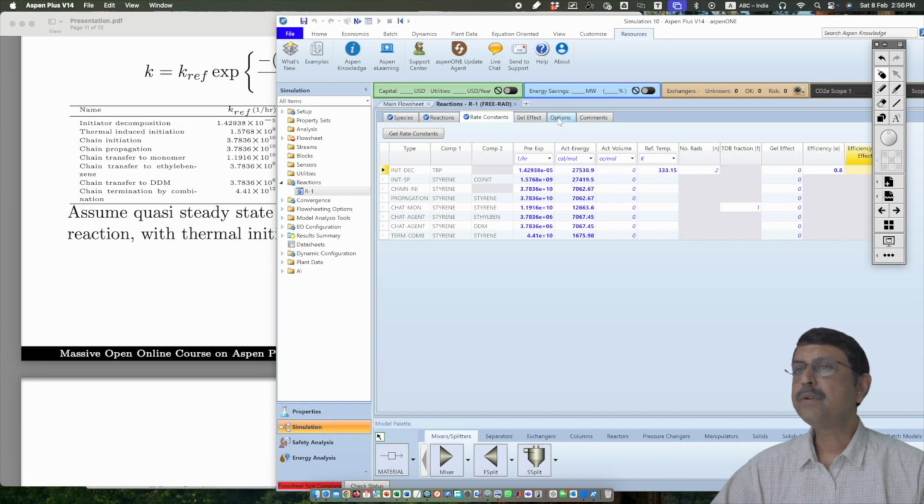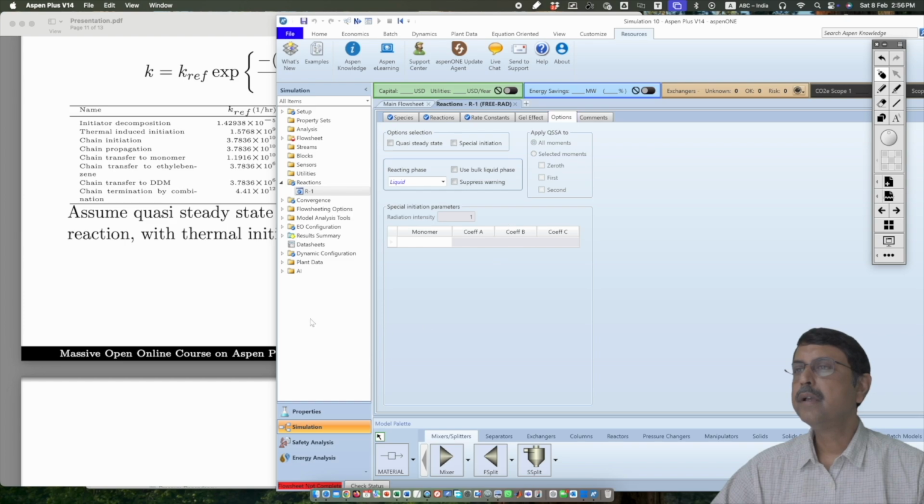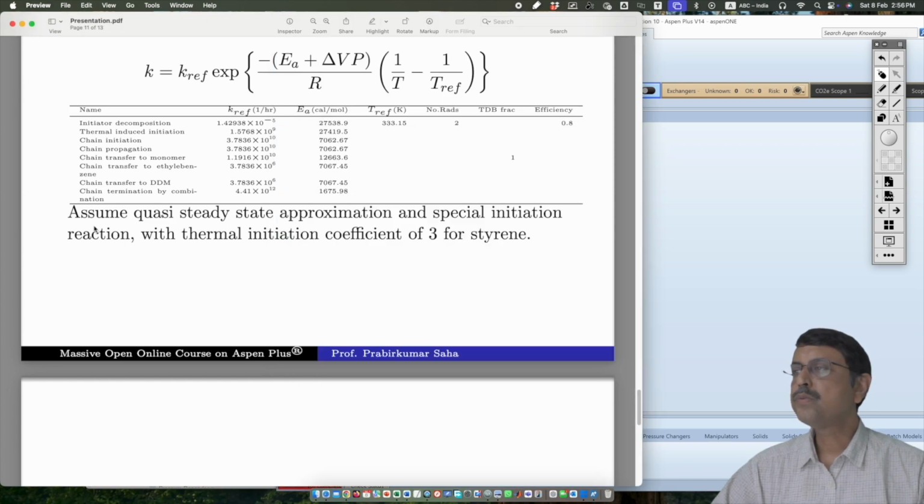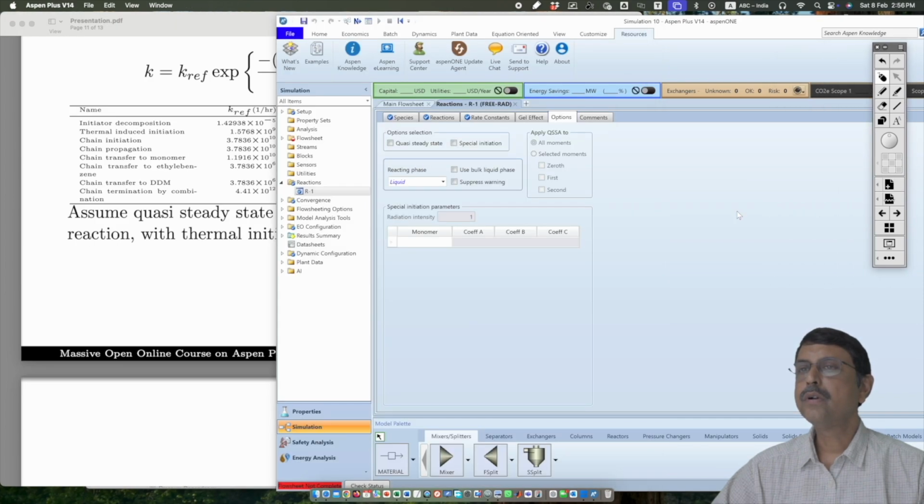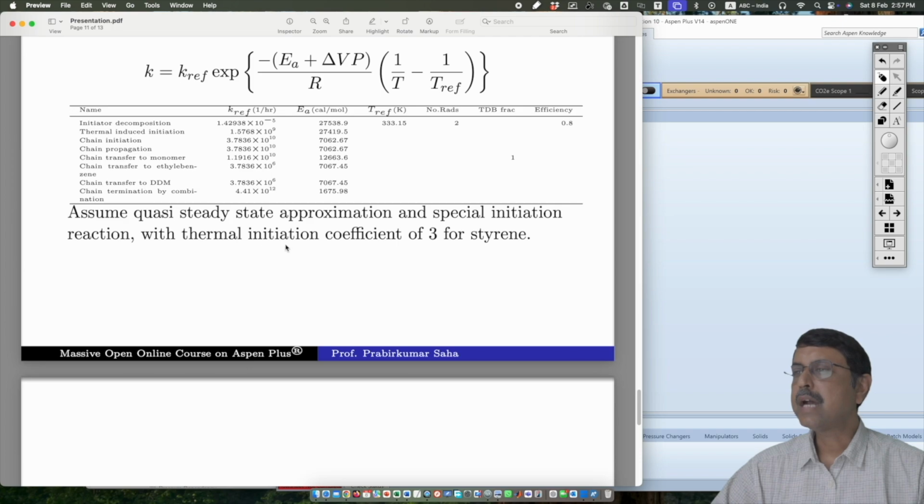And then we come to options. We are asked to assume the quasi-steady state approximation and special initiation reaction. So we know what special initiation reaction is. The moment we select special initiation reaction, this one becomes open. We have a monomer, that is styrene, with a thermal initiation coefficient of 3 for styrene.